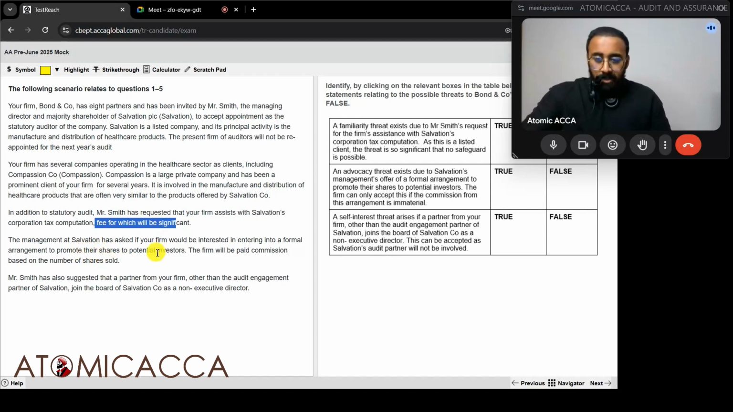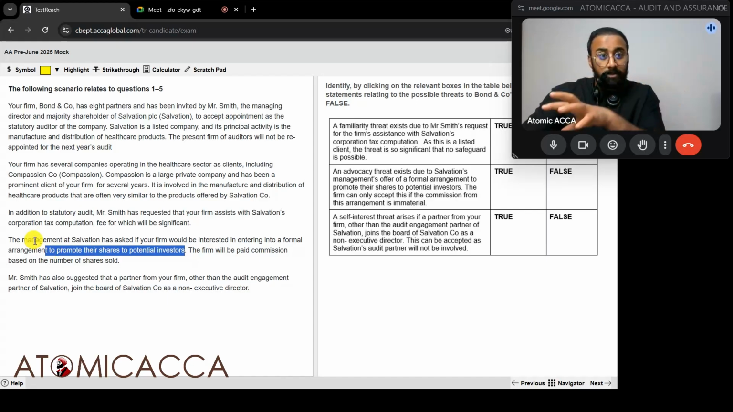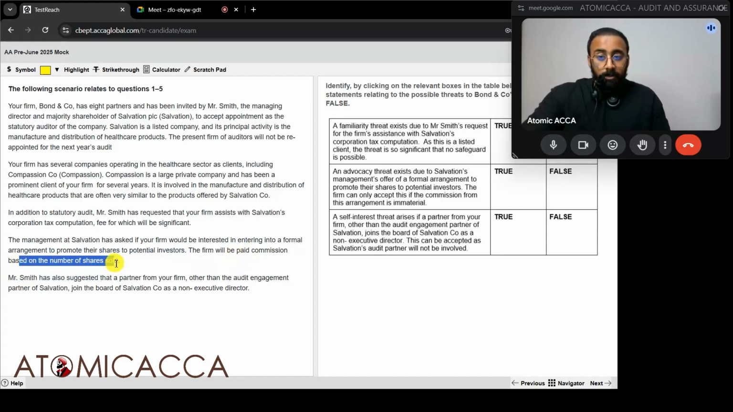Management at Salvation, that is, the client company, has asked if your firm would be interested in entering into a formal arrangement to promote their shares to potential investors. Promoting clients in front of someone else is called an advocacy threat. The firm will be paid commission based on the number of shares sold. So this is like a contingent payment. The more shares you're able to sell to the investor, the more commission I'll get. So I will try sugarcoating everything about the client company in front of the investor and earning maximum income. That is also a self-interest threat, and at the same time promoting is an advocacy threat as well.